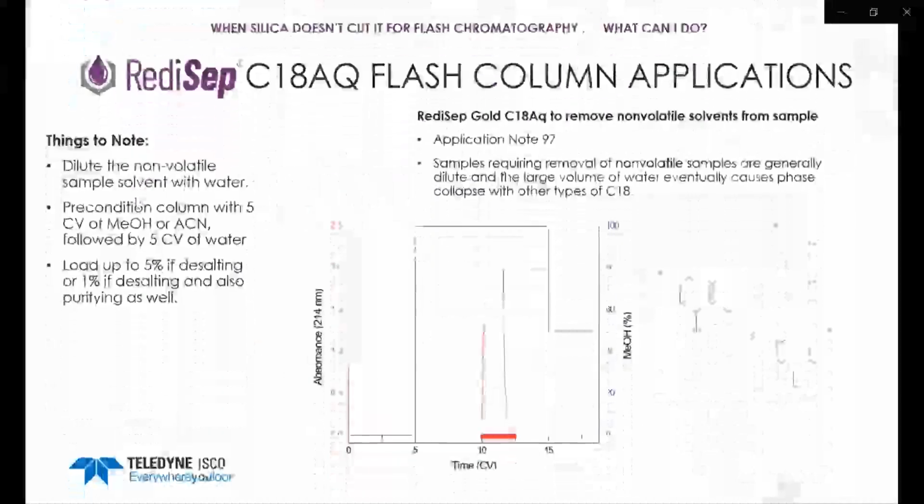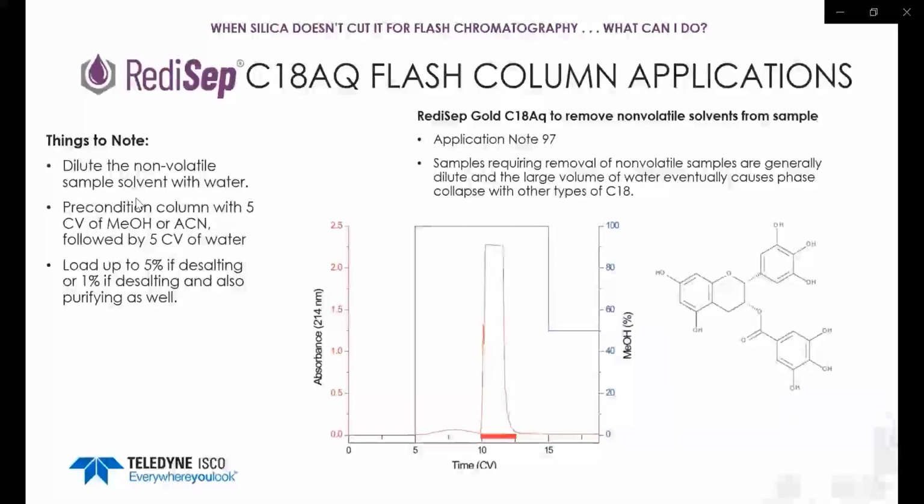Another application here is from application note 97. This is really neat, especially when you dissolve your sample maybe in deuterated DMSO or something like that, or you need to remove a non-volatile solvent. Maybe it's DMF or DMSO. What we can do is dilute your sample with water and basically do the same process.